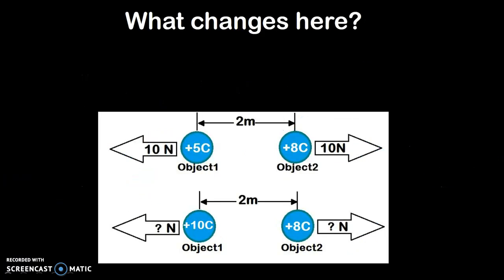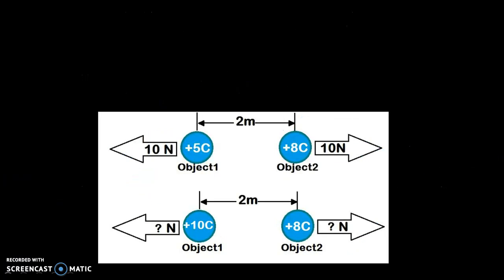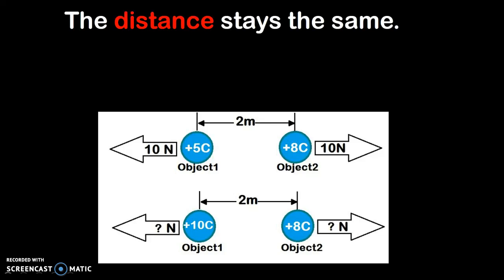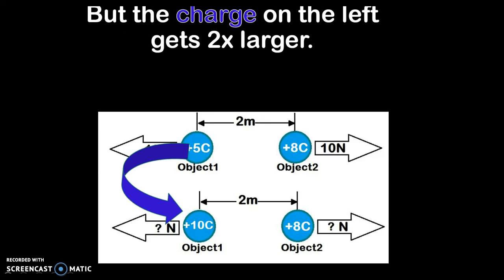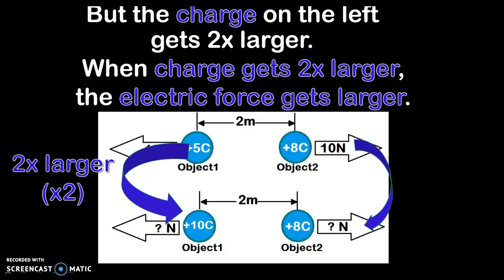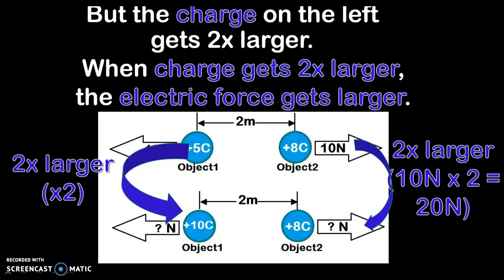Let's try this again. What changes here? The distance stays the same, but the charge on the left gets 2 times larger. It went from a charge of +5 to a charge of +10. 2 times larger, we multiplied it by 2. When the charge gets 2 times larger, the electric force gets 2 times larger. So we can take our original electric force of 10 newtons and multiply it by 2 to get our new electric force of 20 newtons.